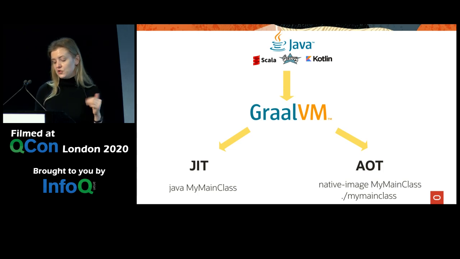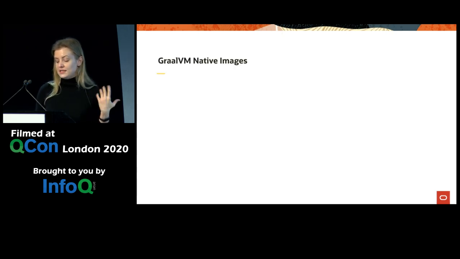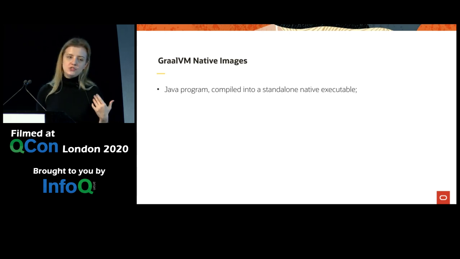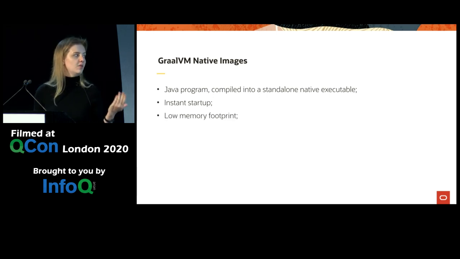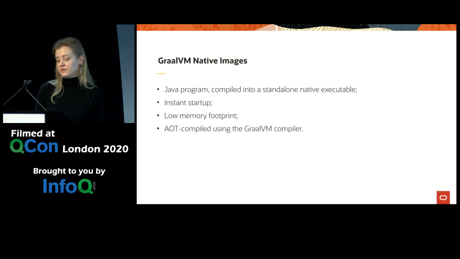So to compare those 2 more closely, let's take a look at what GraalVM native image actually is. So it's your Java program that has been compiled ahead of time into a native executable. And since it no longer needs a Java runtime to run, it can have these startup and memory benefits. And an interesting thing about it is that it is compiled using the same compiler that is working in JIT mode. So with this compiler, you can really do both things.